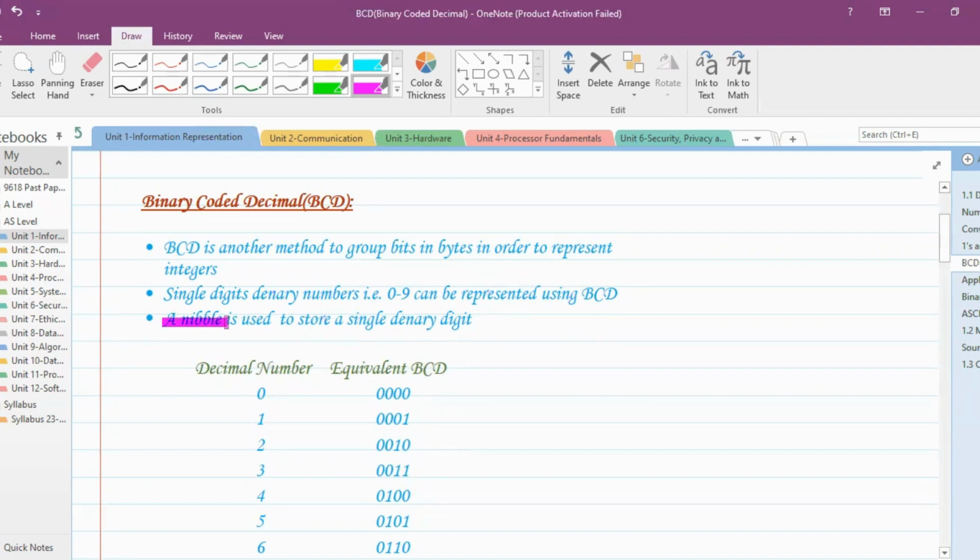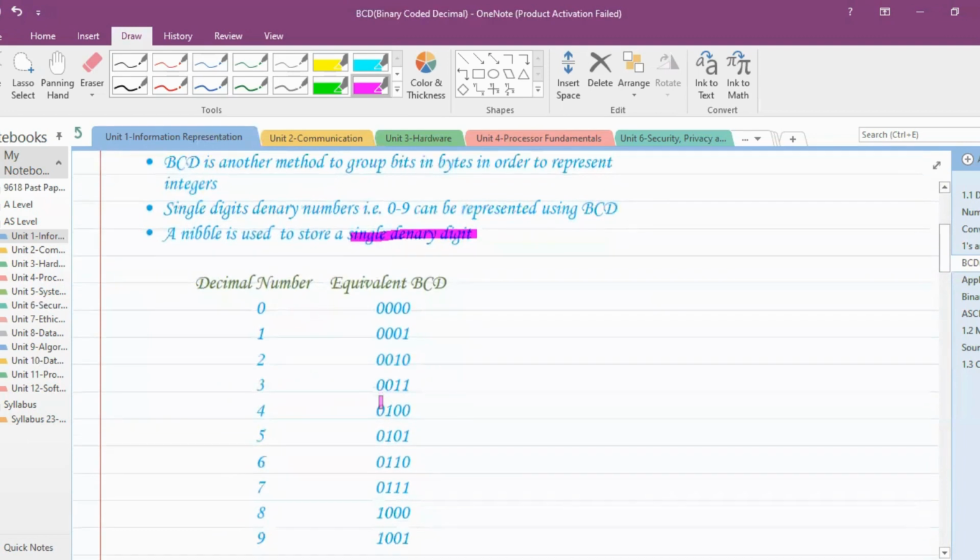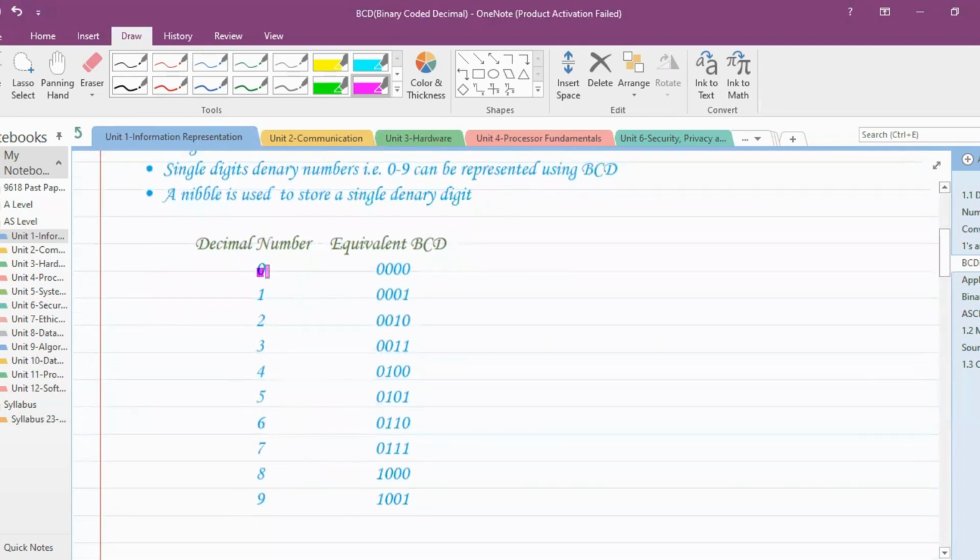And a nibble is what? A group of 4 bits. So a nibble is used to store a single denary digit. So I have made this table here. For 0, one nibble is 4 zeros, which is the equivalent BCD code for decimal number 0. Then 1 is 3 zeros and 1, 2 is 0010.